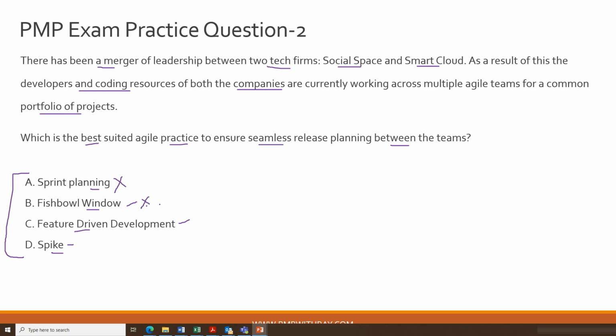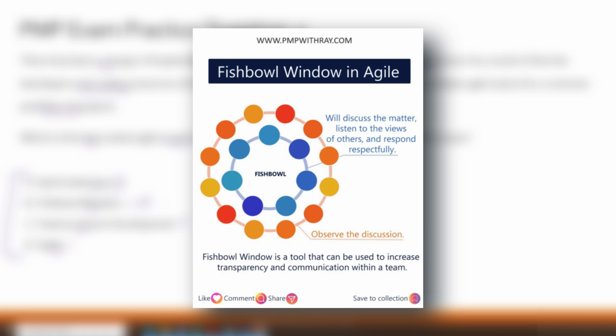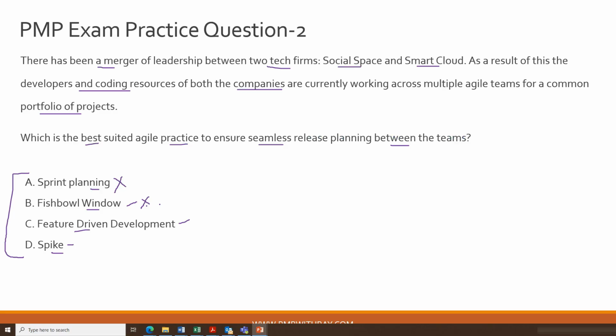So if you know about fishbowl window, guys, it is a type of communication channel which is established either to brainstorm an idea or to enable virtual connectivity across agile teams who are not co-located. Okay, so if you don't know about fishbowl window, guys, I would recommend that you go and study about fishbowl window in agile projects. Okay, so that way this option is incorrect.